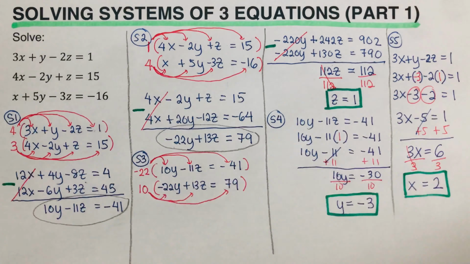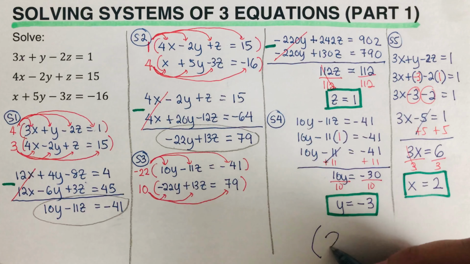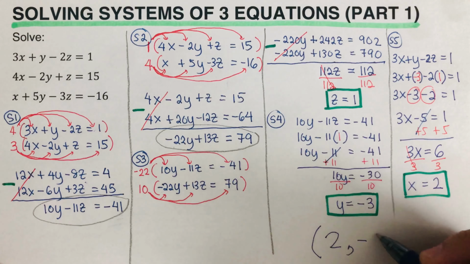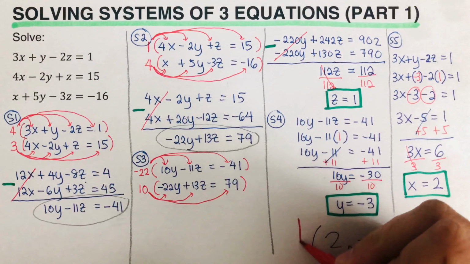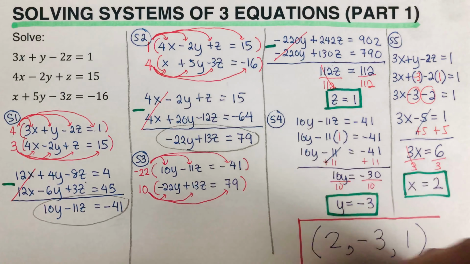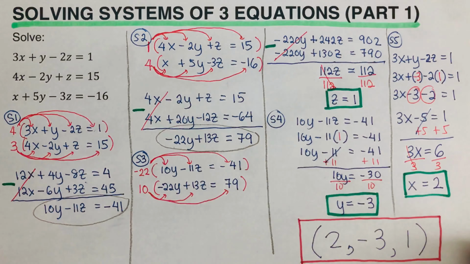And so we can write everything all out for the solution to this in coordinate form. So that would be 2, and then we have the y is negative 3, and then the z is positive 1. And this is the solution to this system of 3 equations up here.